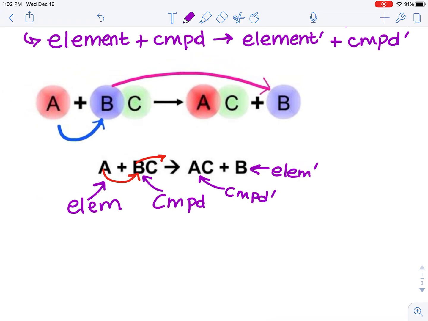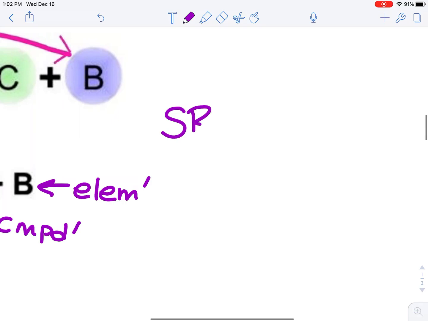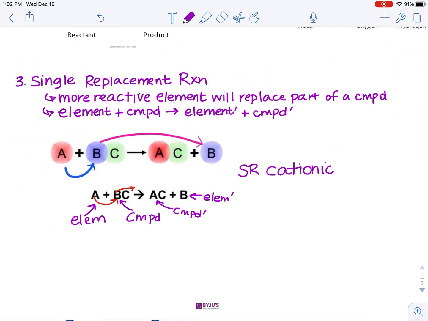Based on the law of conservation of matter, the atoms that we're working with have to be the same. It's just how they're arranged that is going to be different. Here the bond holding BC together is broken, and a new bond between A and C is formed. This is referred to as single replacement cationic, because it's the cation of the compound, B, that was replaced.